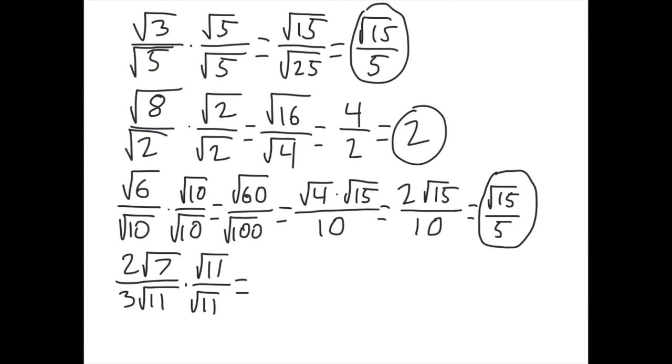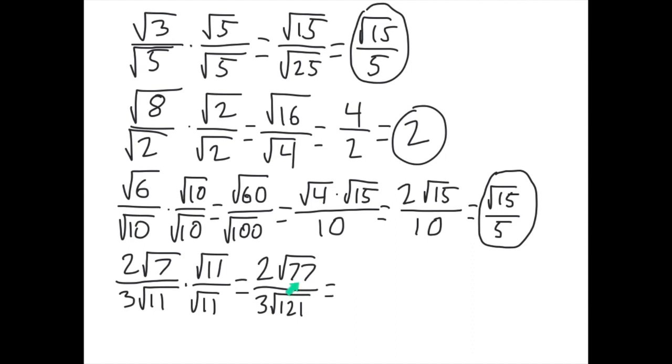Now when we do the multiplication here, we only have to multiply the square roots together. The whole numbers stay where they are. So 2 times the square root of 77 and 3 times the square root of 121.